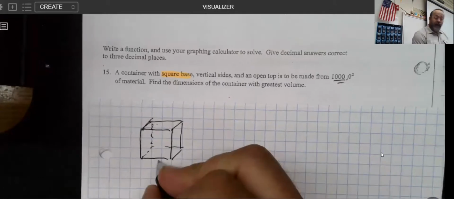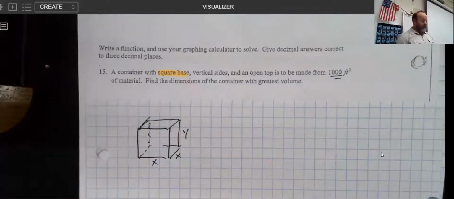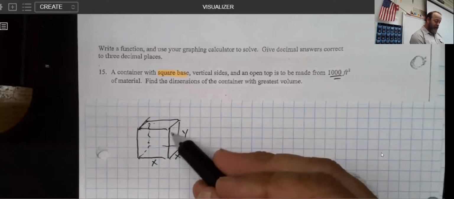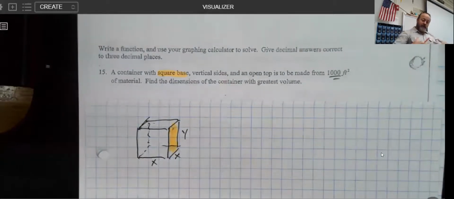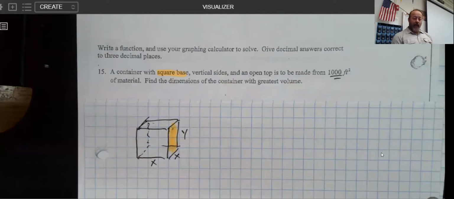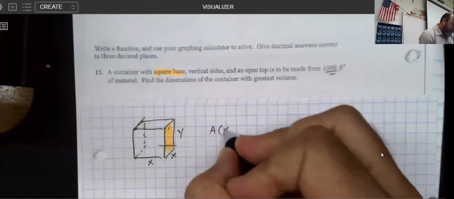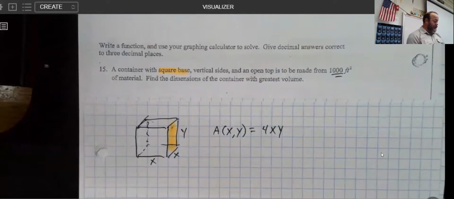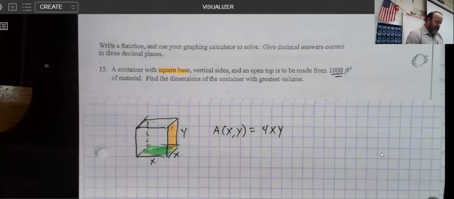So let's call this side X, and this side X, and let's call this one Y, because I'm not 100% certain what any piece actually is. If you look at this and peel it out, you would notice that this side right here is XY. Let me highlight that. This side here is XY. That's one of the lateral faces. Because it's a square base, every one of those sides has an area of XY, and of course there are 4 such faces that surround it. So the area as a function of X and Y has 4 of those XY faces, but it has an additional part underneath. I'll do this one in green. The base has an area of X squared.